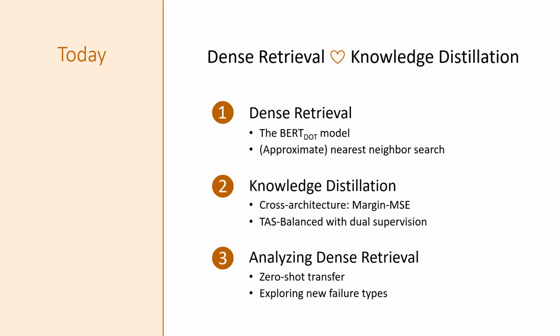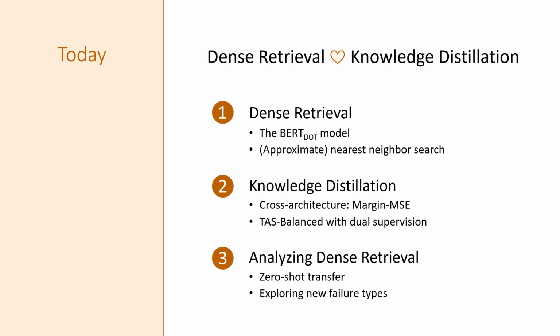Today, we're talking about a couple of different things. So this lecture is jam-packed with information. First, we're going to look at dense retrieval, what that means, which types of model, specifically the BERTDOT retrieval model, is used for that, and how approximate nearest neighbor search brings everything together and allows for a search engine.